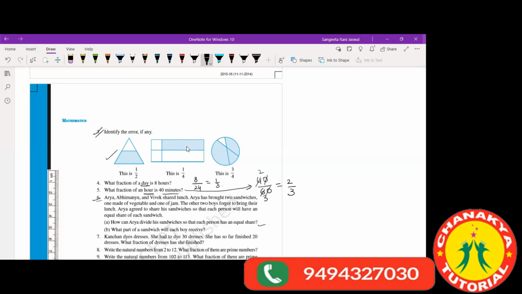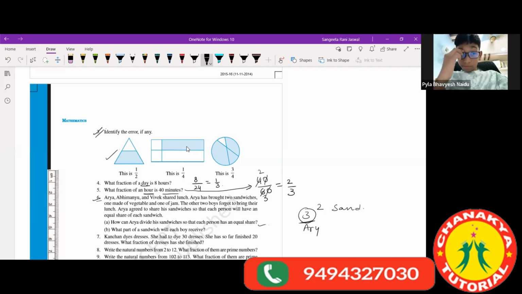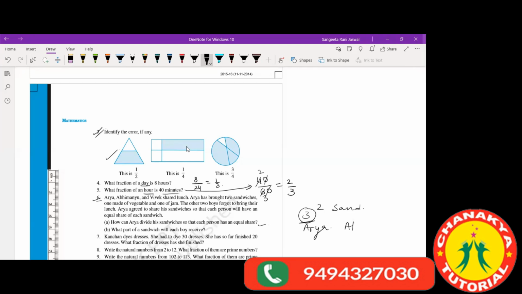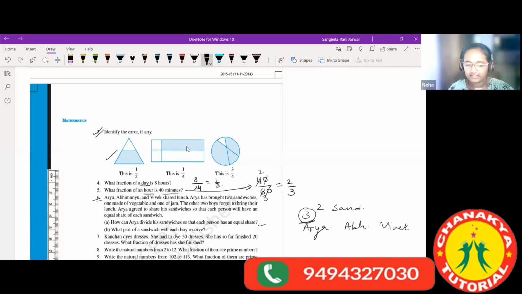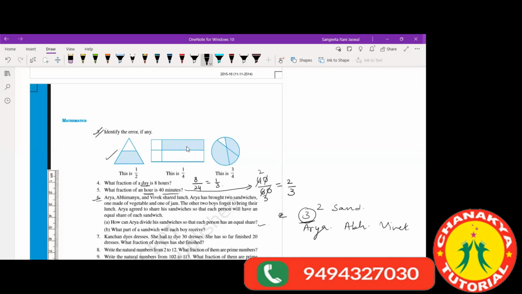But we are not doing half, no? They are three friends. Arya himself also has to have something, no? So that means those two sandwiches have to be divided into three equal parts, no? Yes, ma'am. One third part to be given to Arya, then Abhimanyu, then Vivek, right? So it has to be divided into three equal parts. So each sandwich should be divided into three. So he will give each friend one third part.